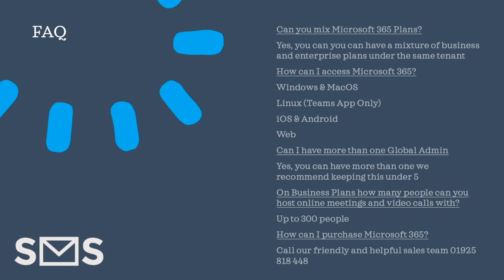And how can I purchase 365? Just call our friendly and helpful sales staff on 01925 818 448, and they can discuss any requirements that you have. If you need to speak to anyone technically, you can actually call the support team on 01925 818 252, and they will go through any questions or queries that you have before you consider purchasing anything, so we can answer anything that you may have or any concerns that you have.